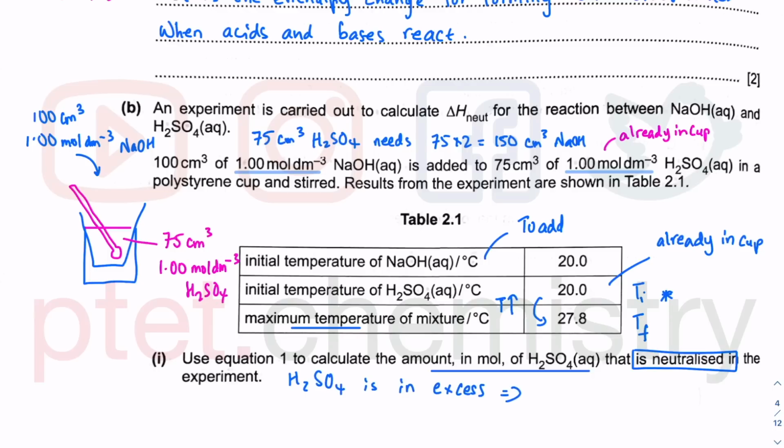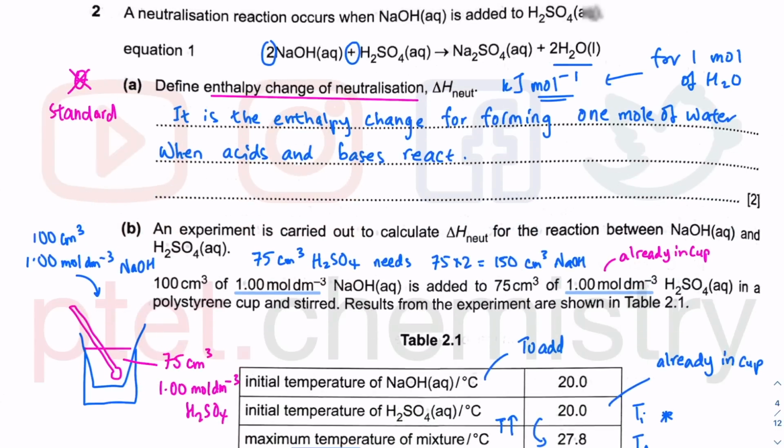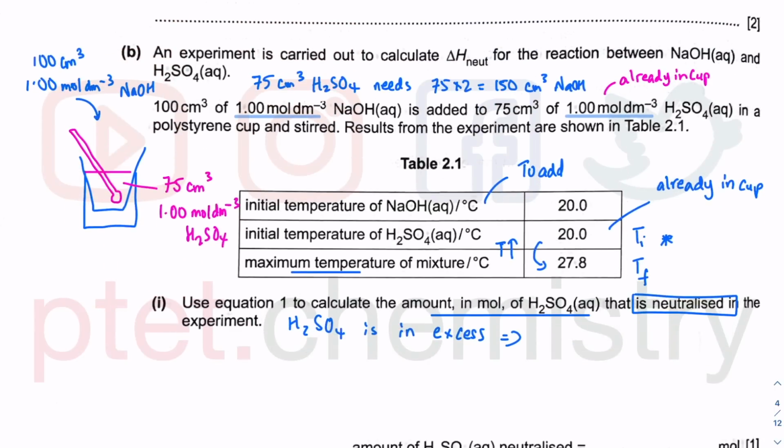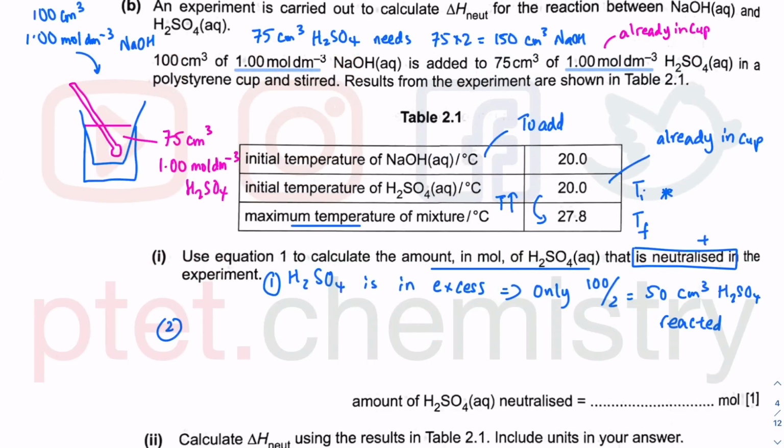Well, if you only have 100 cm cube NaOH, it would only need 100 divided by 2, which is 50 cm cube H2SO4. So only 50 cm cube H2SO4 reacted instead of the whole 75 cm cube. So having done that mole ratio and worked out the limiting reactant, and therefore we know H2SO4 is in excess, the question now is how much is reacted?